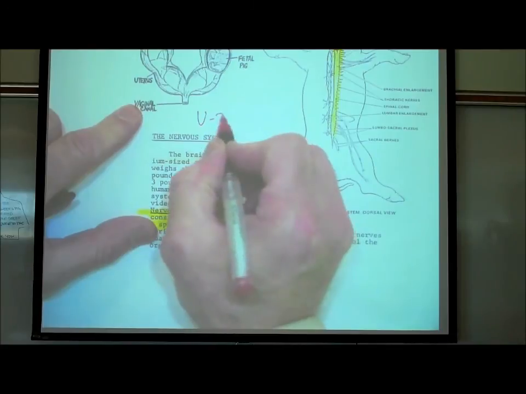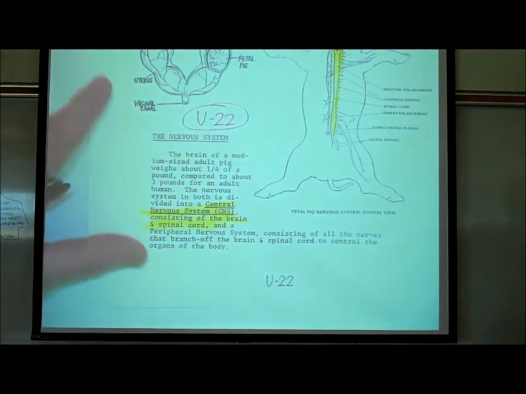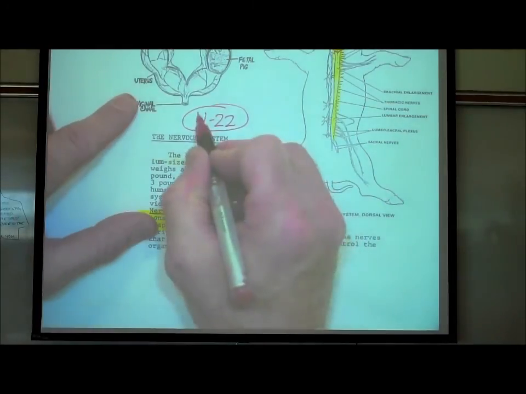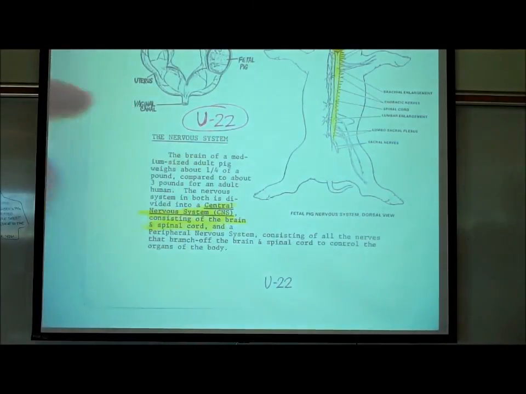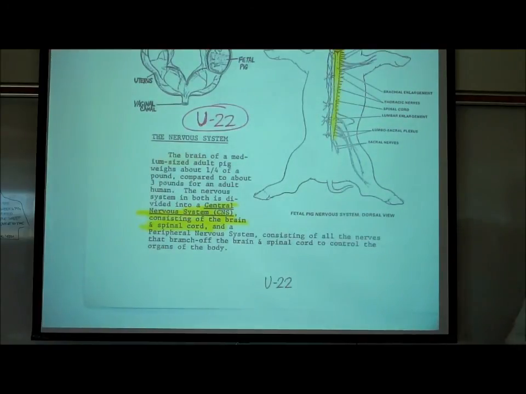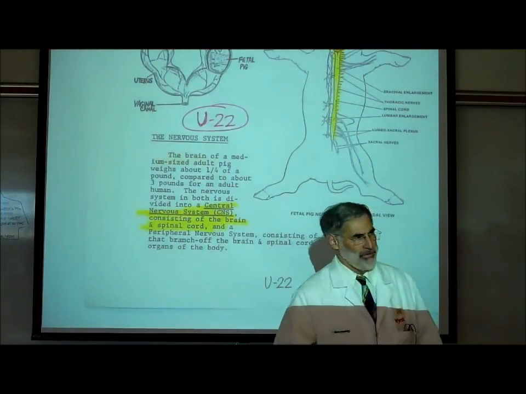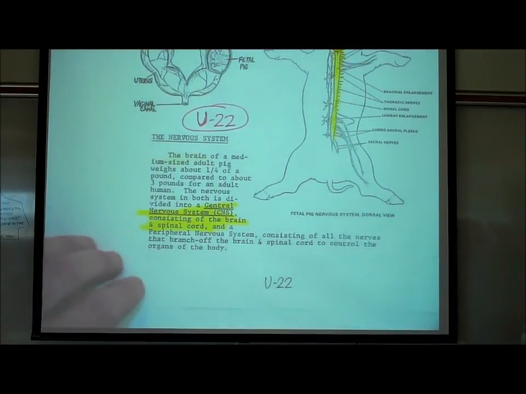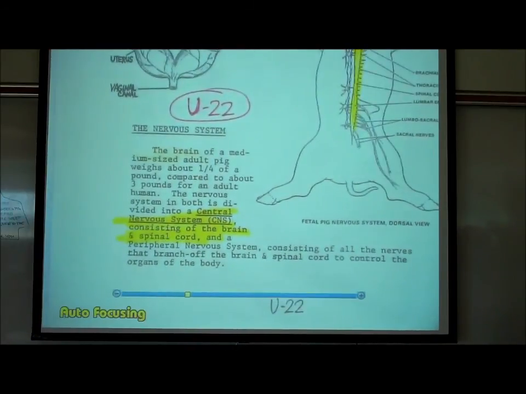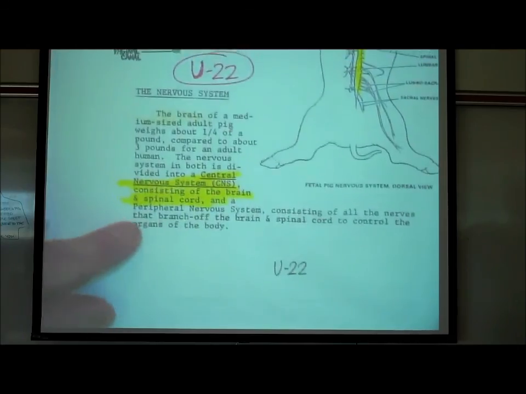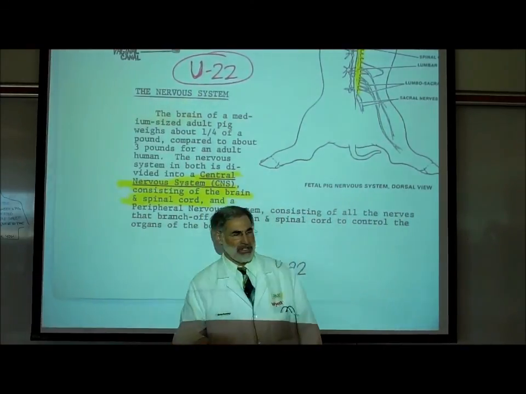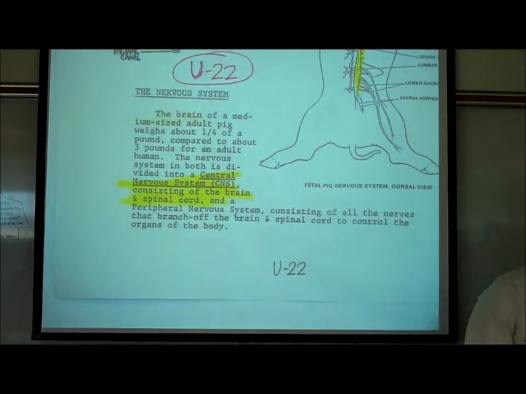So I'm not necessarily doing this in order, but on U22, let's tell you just a little bit about the nervous system of a pig, or for that matter, a human. Now, we talk about, and I highlighted it, it's underlined and highlighted, what is the central nervous system? What we call the CNS, or central nervous system, is the brain and spinal cord.